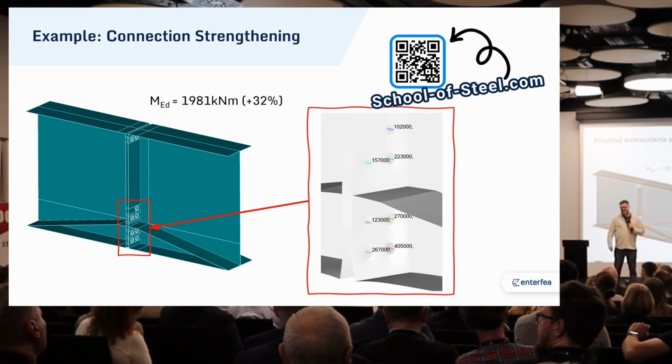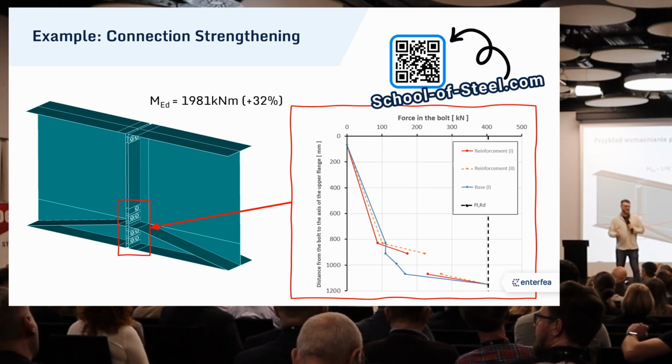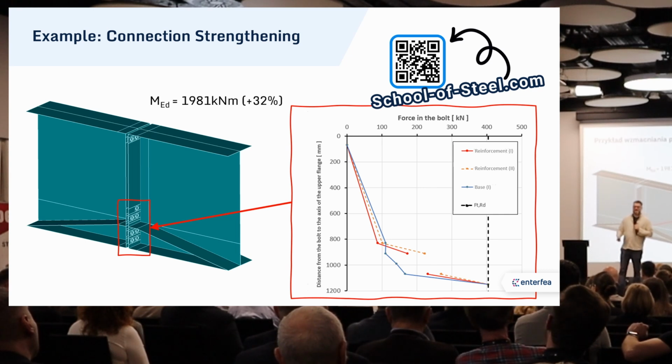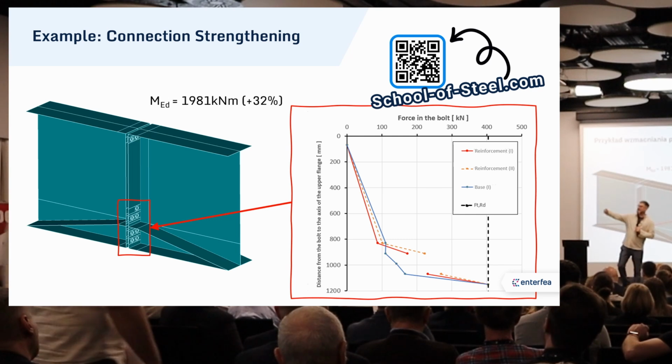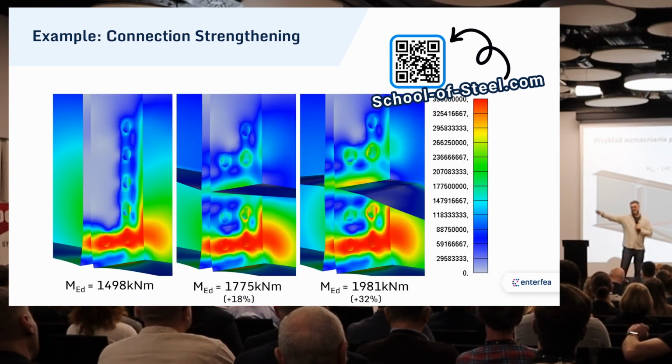You can also note that the force distribution changed. The forces are more evenly spread, and you can see this also in a chart. Sure, it's still not perfectly linear, but at least it helps. Of course, the capacity of such a connection is not only forces in bolts, although that is a big part of it. We also should check the capacity of the end plate.